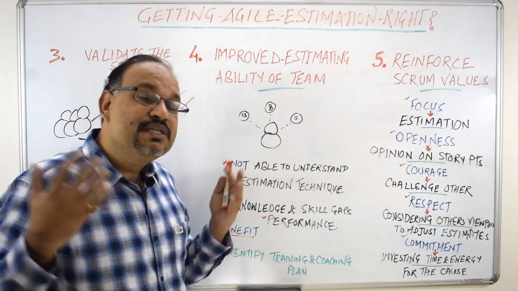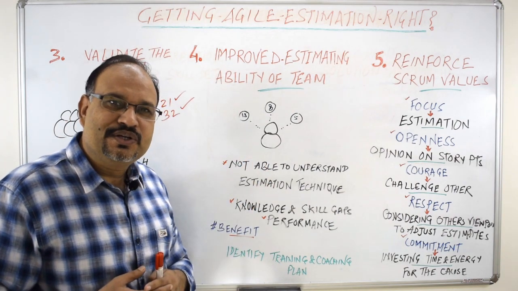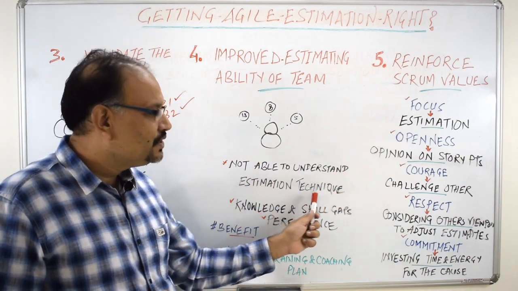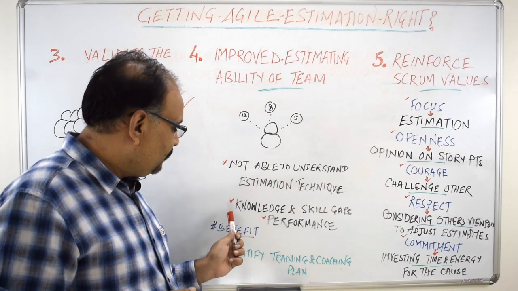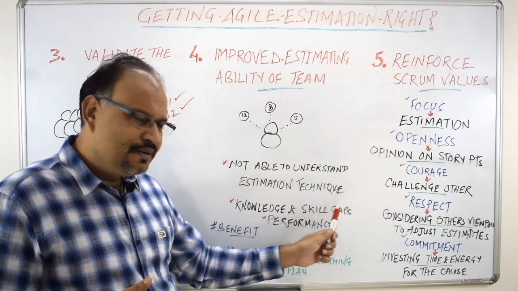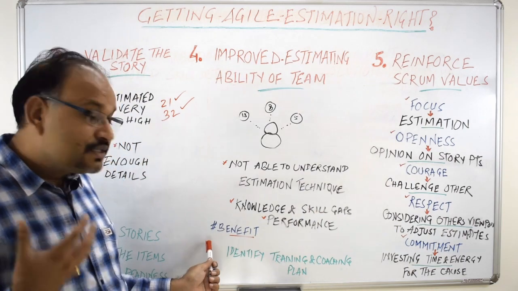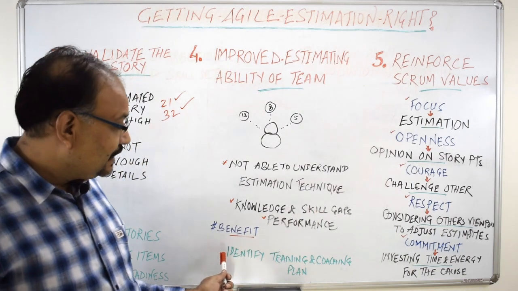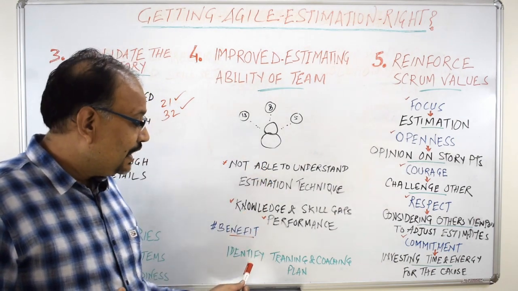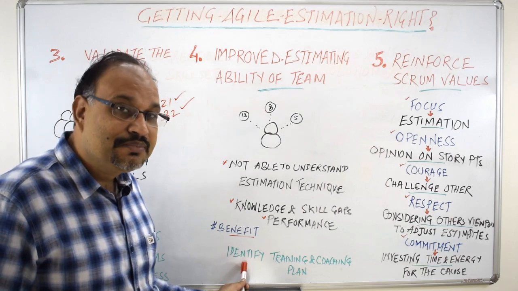So these kinds of individuals would emerge during the story point estimation for whatever the reason. The reason could be that they are not able to understand the estimation technique, or they are not at par with the rest of the team because of their knowledge and skill gaps, or they are poor performers. Scrum Masters or Agile coaches can identify such individuals during the story point estimation itself and try to come up with training and coaching plans for them.